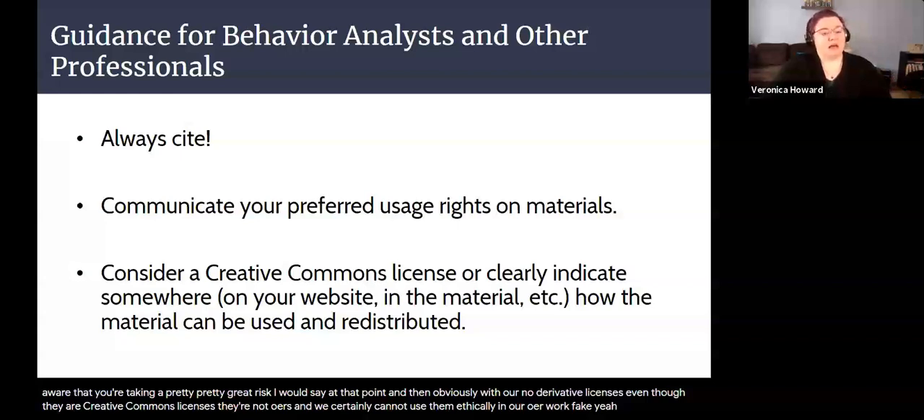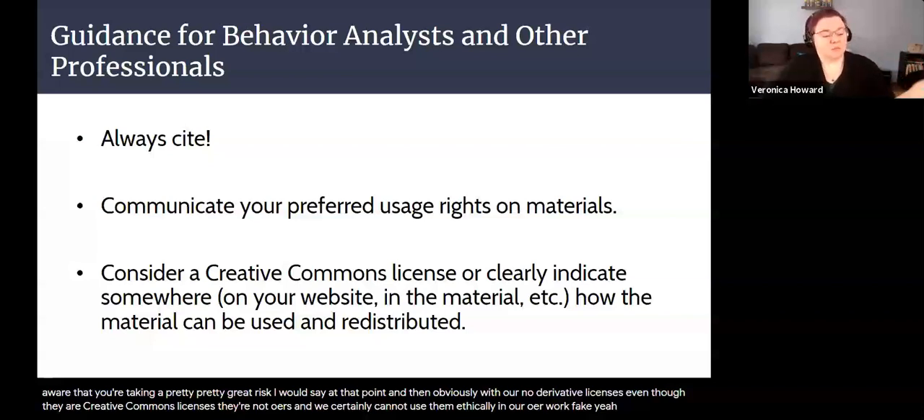We also have, I think, an ethical obligation to communicate to others, to be very clear about what our expectations are for others when they're using our materials. So get into the habit, if you can, of including whatever your license is. It could be all rights reserved, it could be a Creative Commons license, whatever it is, just communicate it clearly to decrease misunderstanding around that.